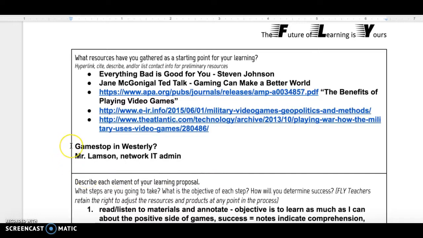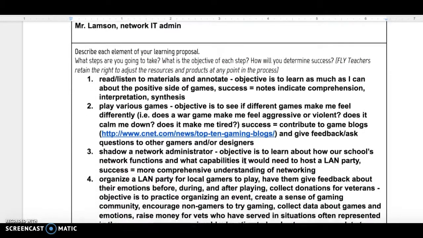But he was also thinking, hey, maybe I can go to GameStop down in Westerly and ask them. Maybe I could also ask Mr. Lamson, our network IT administrator, and interview him about infrastructure and things like that. Each element of his learning proposal.